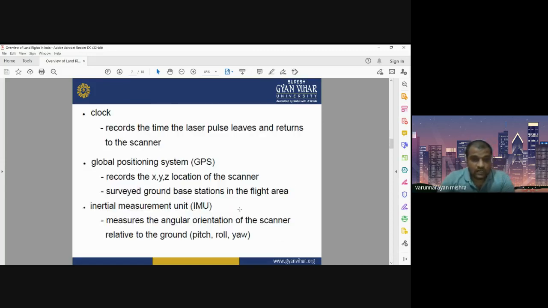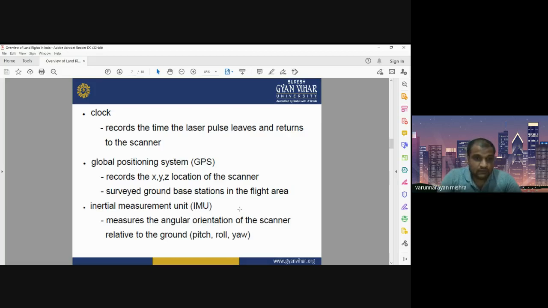Okay. So there is also a clock, high precision clocks. These clocks record the time of the laser pulse that leaves from the system and returns to the scanner. Okay, the time of the leaving of that pulse, and when it returns to the scanner or the receiver. So this is the duration of the time travel, or you can say the time taken by that pulse from the system to reach the object, and again after interaction with the object it is returned back to the receiver on the system.